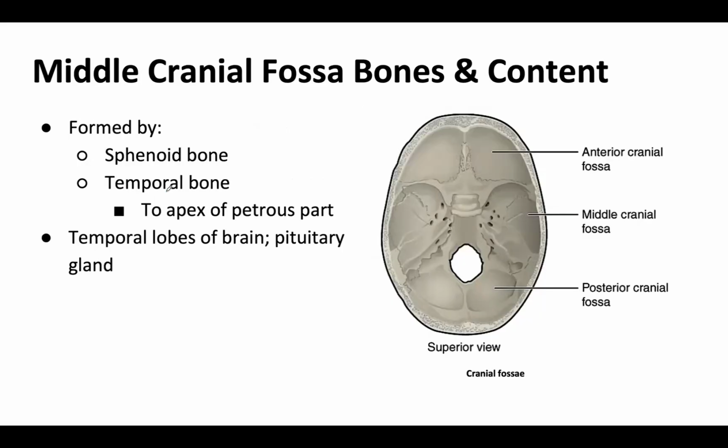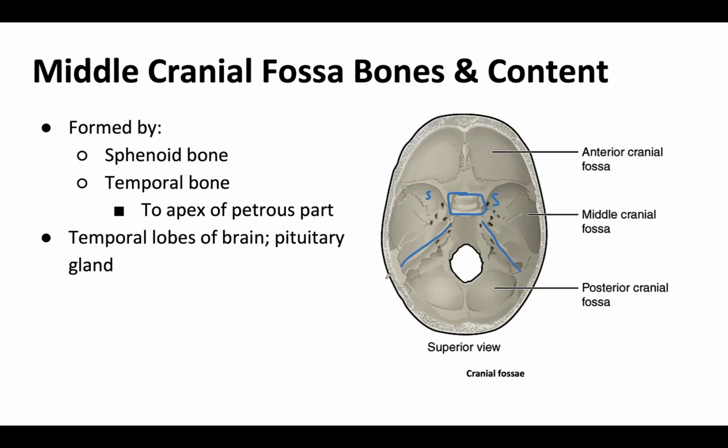Things get a bit more complex with the middle and posterior cranial fossae, quite a bit more in terms of foramina. The middle cranial fossa is formed primarily by the greater wings of the sphenoid bone. And you're going to have the body of the sphenoid bone in the midline, also in the middle cranial fossa. The posterior boundary is going to be the apex, or kind of the top of the petrous part of the temporal bone, which is this rock-like portion of the temporal bone.